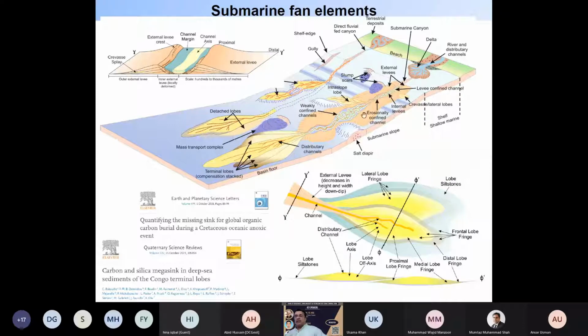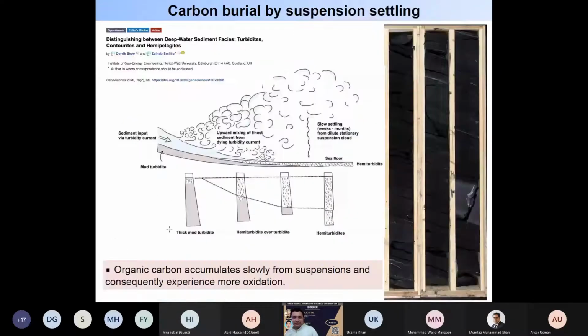Definitely sedimentation also takes place in channels, but in the case of confined channels, it happens more in the lobe settings. And recently lobes have been established as mega sinks for carbon. So there are some really nice and interesting papers there. If anyone wants to read about them, they are there.